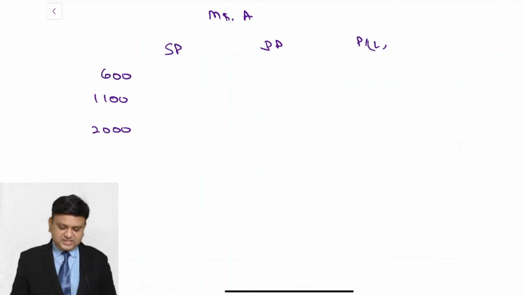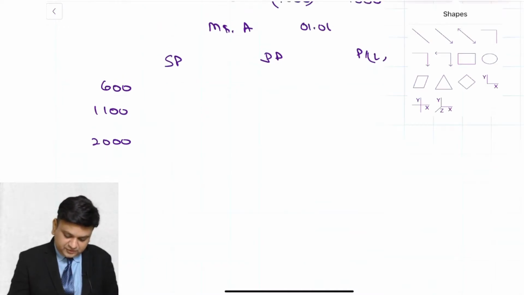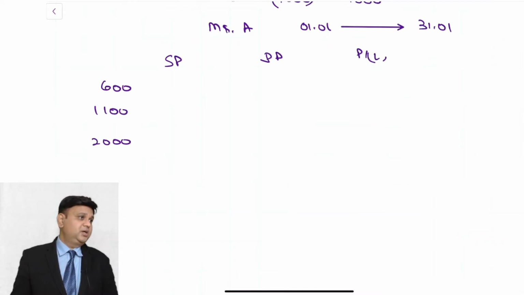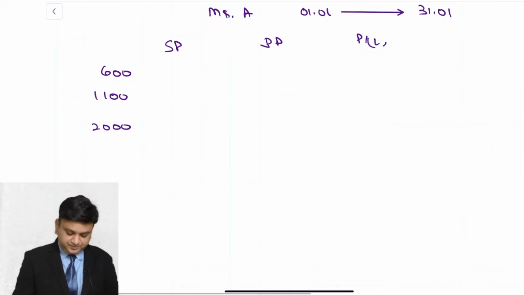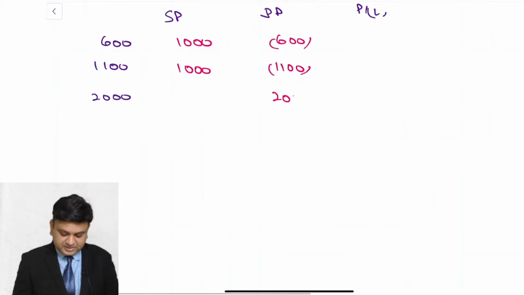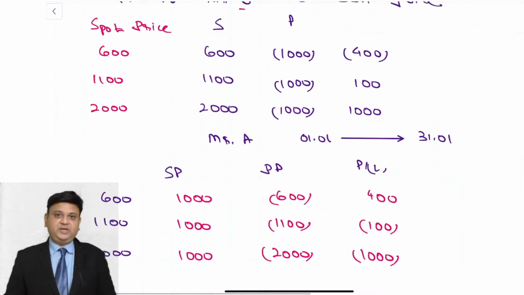Again, we are just making an assumption that from 1st of January to 31st of January, Mr. A is not entering into the transaction to buy the security. We are assuming that on the last day only, let us assume that he is purchasing the security at which price? At the rate of rupees 600 to be sold at 1000. At 1100 it will be purchased and at 1000 it will be sold. Purchasing at 2000 and selling again at 1000. So there is a profit of 400, there is a loss of 100 and there is again a loss of 1000 rupees. This is what we understand.